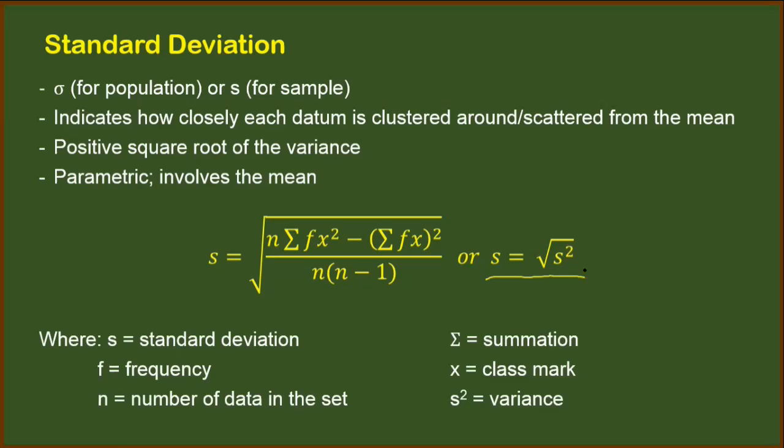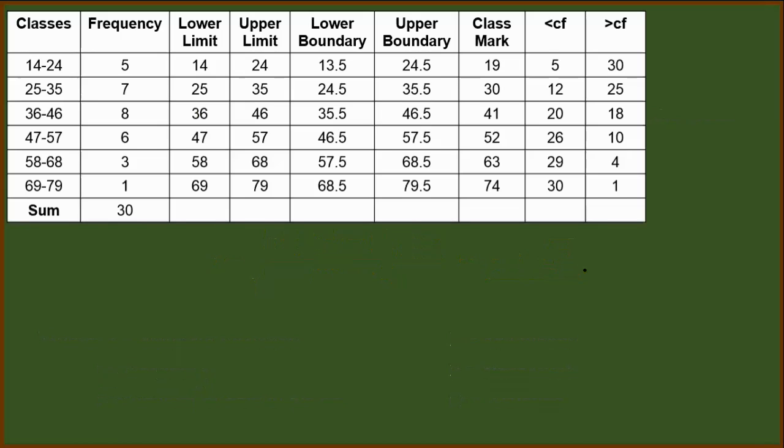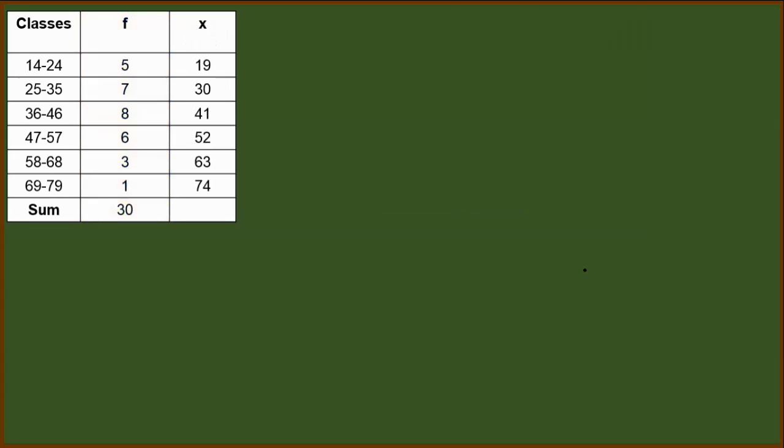To better understand, let's have the following example. So suppose that we will use the frequency distribution table that we have constructed in our discussion about FDT. However, recall that in the formula, we will just be dealing with the frequency and the class mark. So for this example, we will be omitting the other columns.